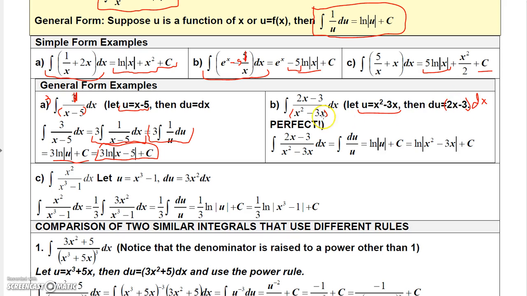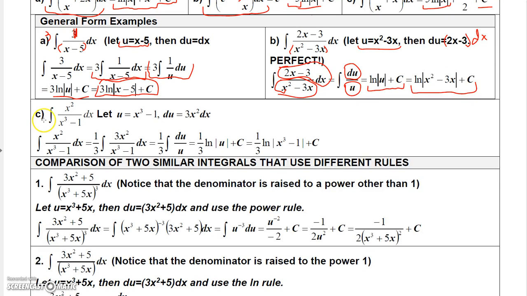Okay, so now, look, this works out perfect. See, this part right here, 2x minus 3 times dx, that's the du. And then this part down here is the u. So this is the integral of du over u, which is the natural log of the absolute value of u plus a constant, and then just replace u with x squared minus 3x to finish it. And that gives you the answer.